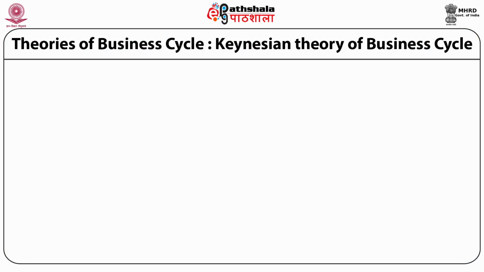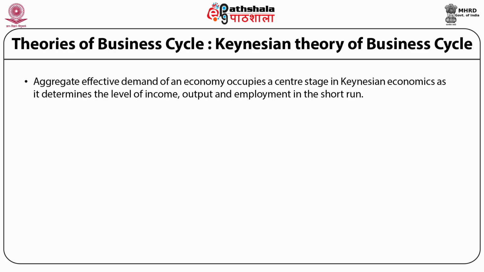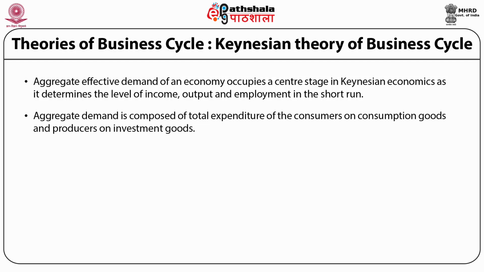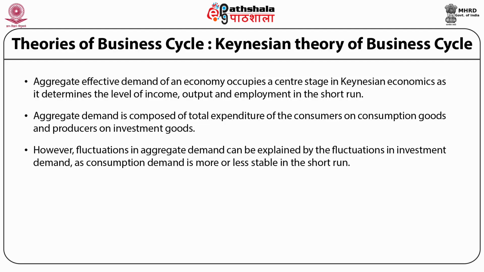Keynesian theory of business cycle. Aggregate effective demand of an economy occupies center stage in Keynesian economics as it determines the level of income, output, and employment in the short run. Aggregate demand is composed of total expenditure of the consumers on consumption goods and producers on investment goods. However, fluctuations in aggregate demand can be explained by the fluctuations in investment demand, as consumption demand is more or less stable in the short run.